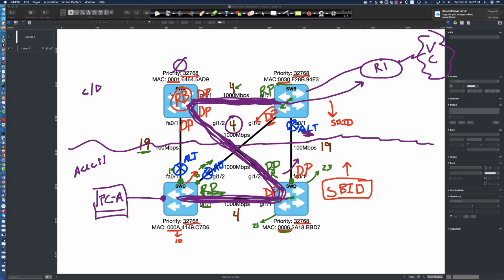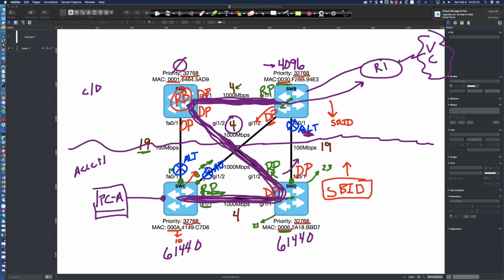And we're going to set the priority to 0. You would always set the secondary root bridge, the switch that's going to become the root bridge if the root bridge fails, to 4096. And then at the access layer, you would set them to 61440, because you do not want a switch that's down at the access layer becoming your root bridge.